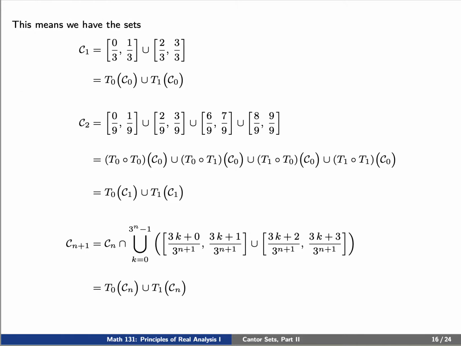Another way to say this is that we have the following sets. We'll write C1 as the union of the intervals from 0 to 1/3 and the interval 2/3 to 1 as just T0 of the interval 0 to 1 union T1 of the interval from 0 to 1. Similarly, we have an idea here for the union of the four intervals C2. We can write it in terms of T0 circle T0, T0 circle T1, and so forth.